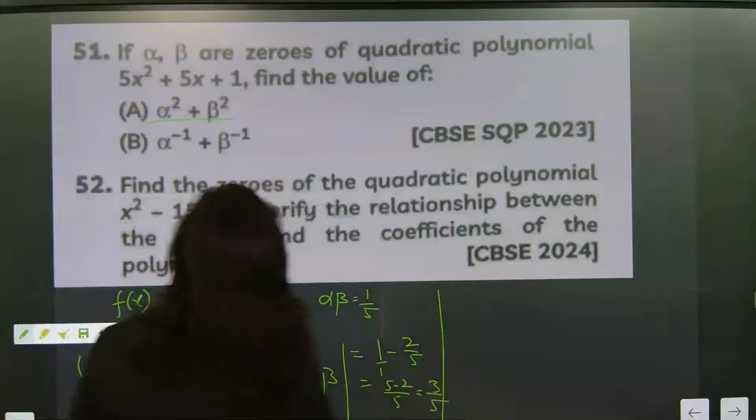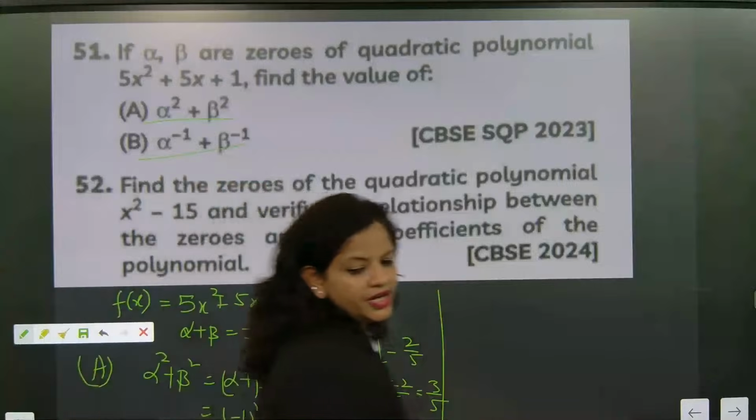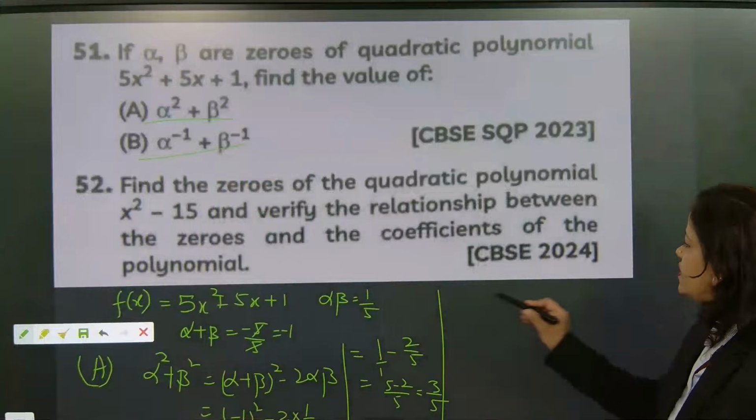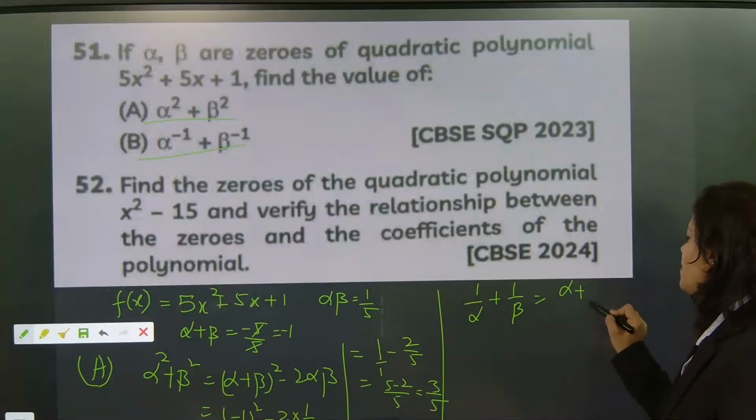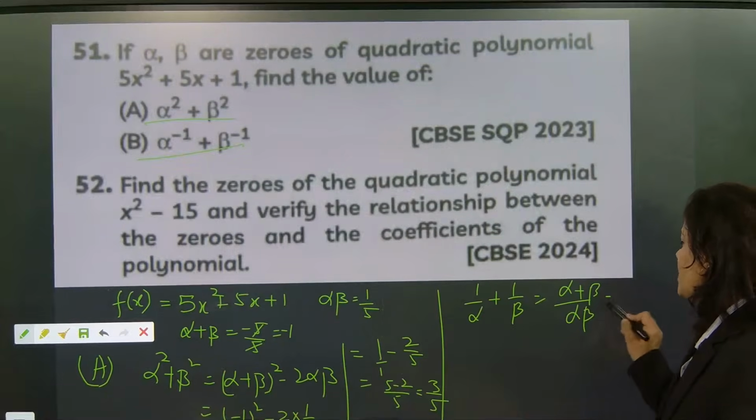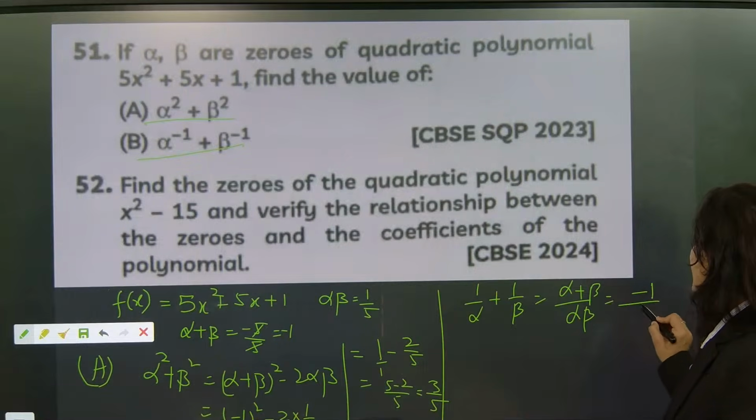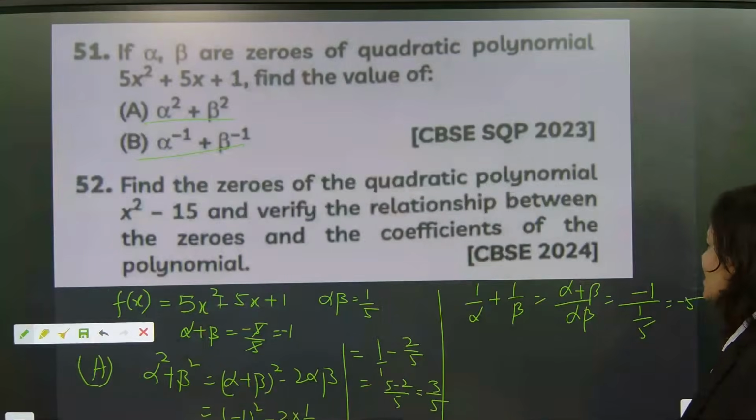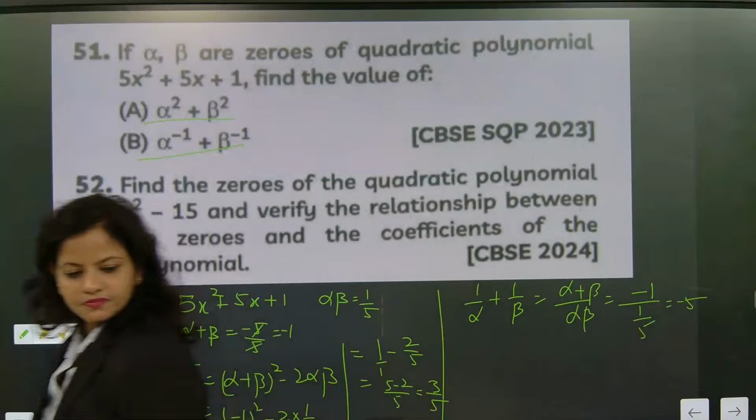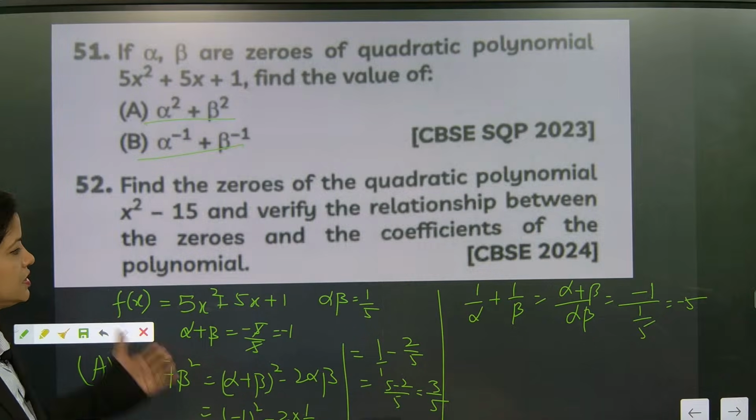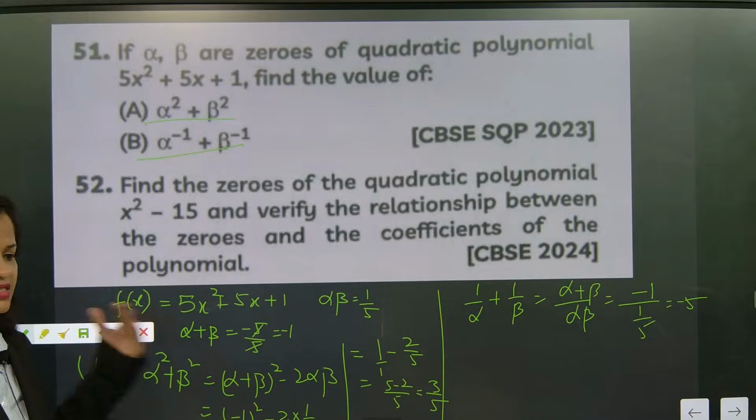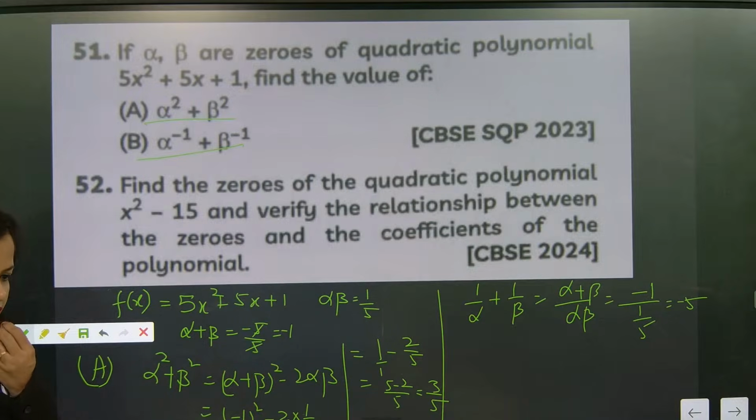Now the second part: what have they given? Alpha inverse plus beta inverse. Don't worry, you just shift it as 1 by alpha plus 1 by beta. It will become alpha plus beta by alpha beta. Alpha plus beta is minus 1, by 1 by 5. So it is coming as minus 5. Done? Easy? Are you getting the confidence that you can solve it? After practicing this much, just go with the trends. See, analyze, and then solve.